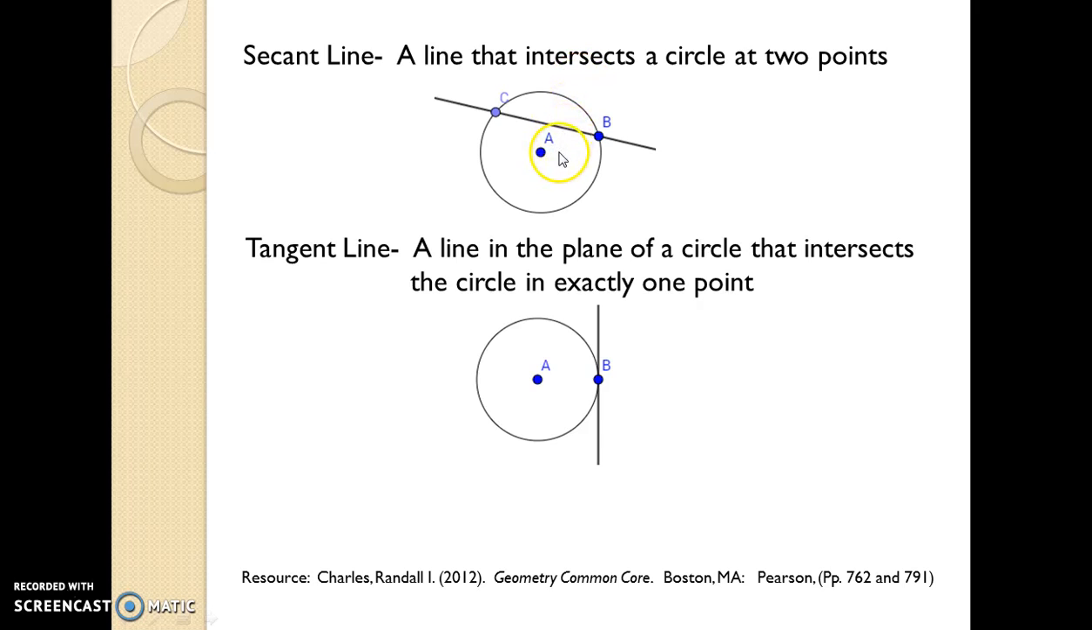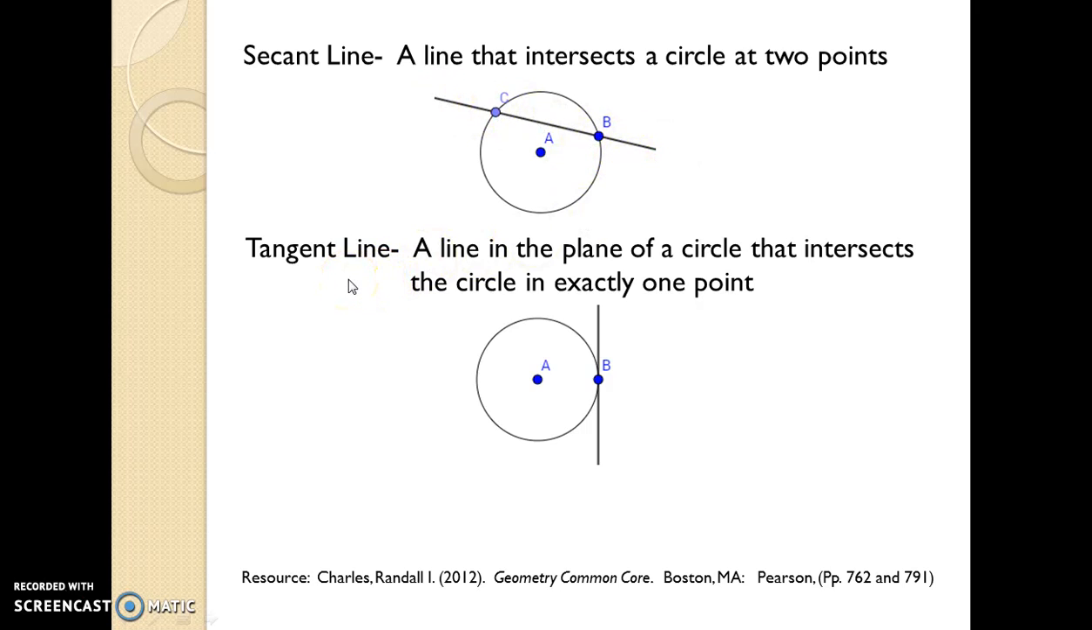at 2 points. In this diagram, you can see we have a circle, and its center is point A. And lying on the circle we have points B and C. So the line that intersects points C and B in the circle would create a secant line.